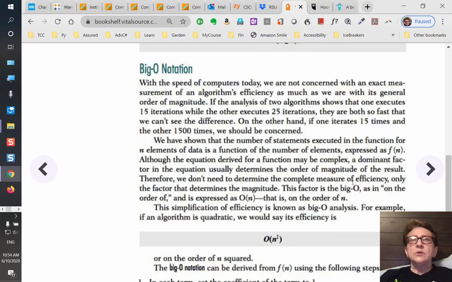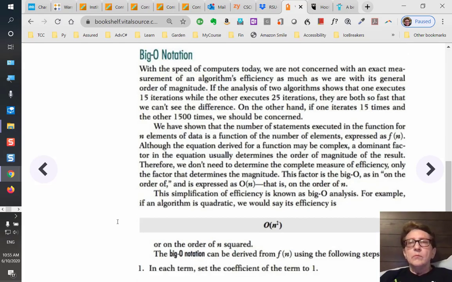Okay, big O notation. With the speed of computers today, we're not concerned with exact measurement of an algorithm's efficiency as much as we are with its general order of magnitude. If the analysis of two algorithms show that one executes 15 iterations while another's 25, they're both so fast we can't see the difference. Now, if one iterates 15 times and the other 1,500 times, yes, that's different. So if we have a nested loop, we would say the efficiency is n squared if both of them are linear. So we got n times n or n squared.